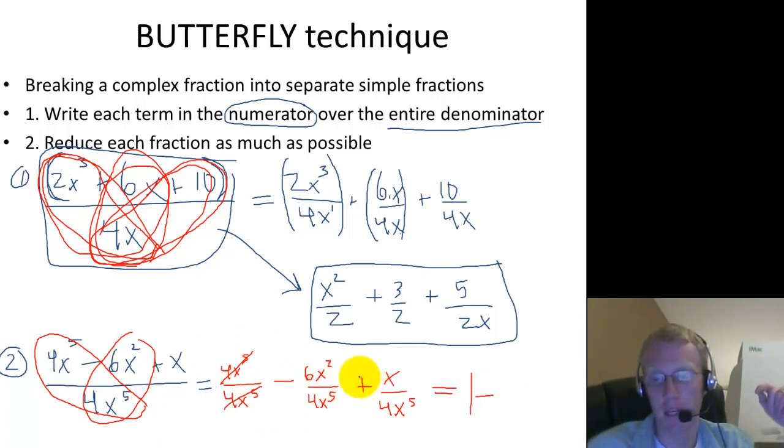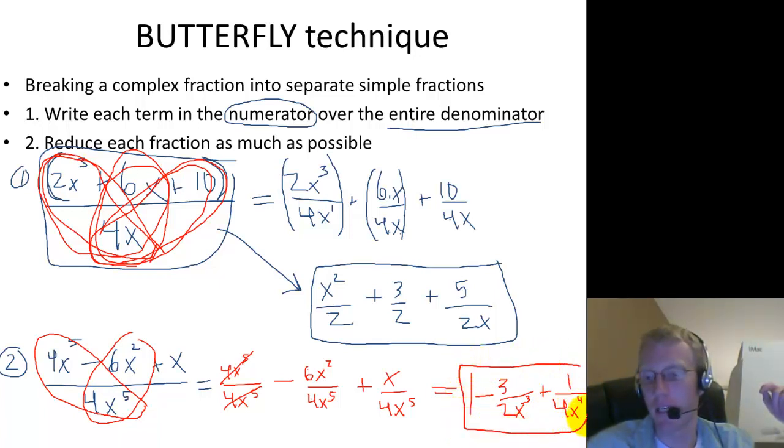Minus sign. 6x squared over 4x to the 5th. The 6 and the 4 reduce to a 3 and a 2. And x squared over x to the 5th, the bottom wins by 3. So x cubed in the denominator. Here, one of the x's will cancel with one of these x's. So we have plus 1 over 4x to the 4th power. And that's our final answer as 3 separate discrete fractions.